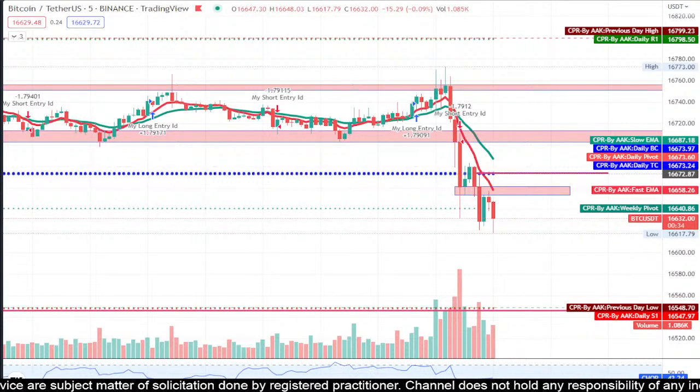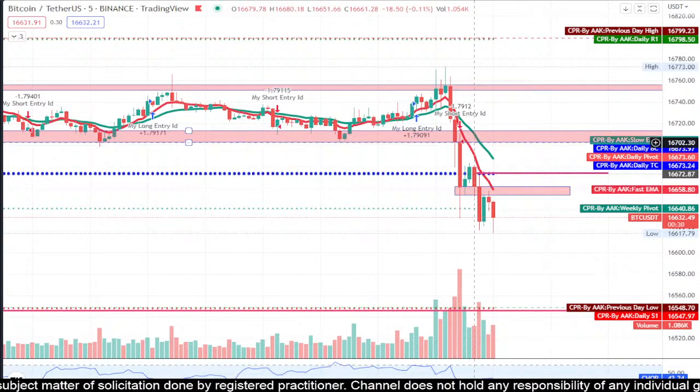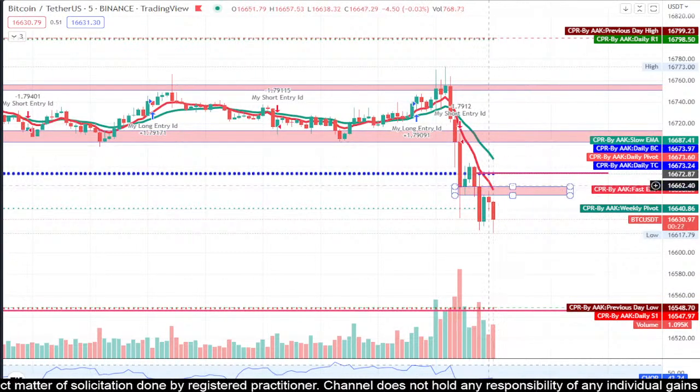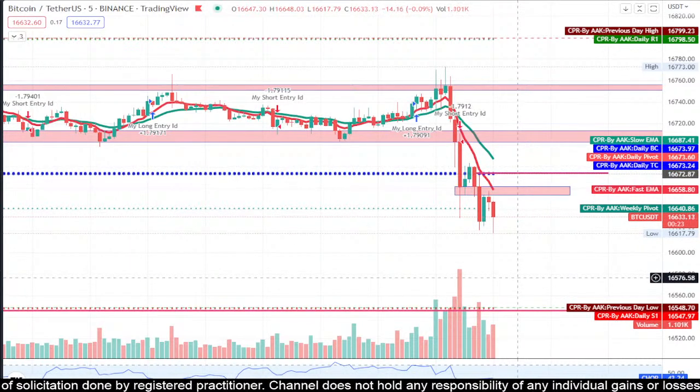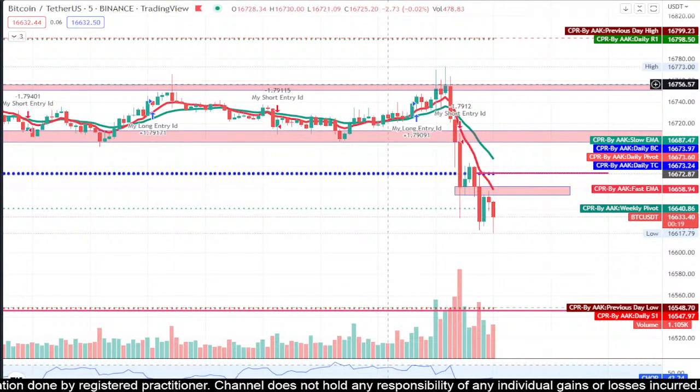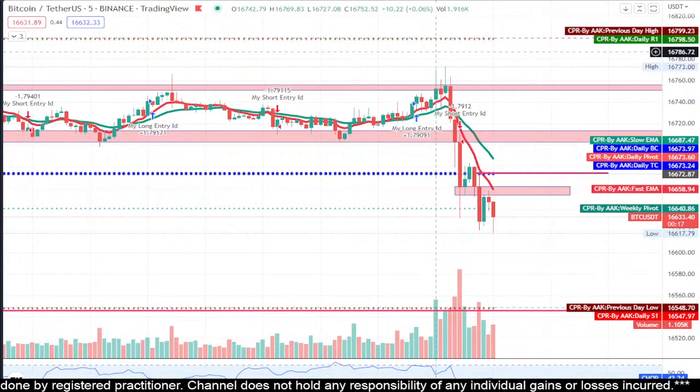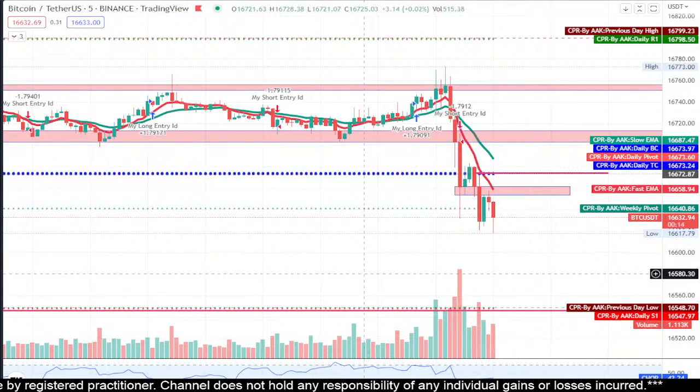Because right now the EMAs are pretty sloped and they are also trending, which means there is momentum in the market. There is pressure from the top side of the market, which means the bears are pretty active to ensure that the price goes down as of now.